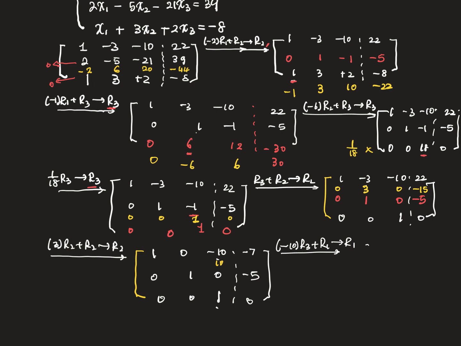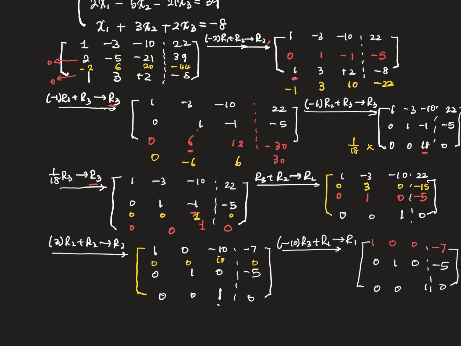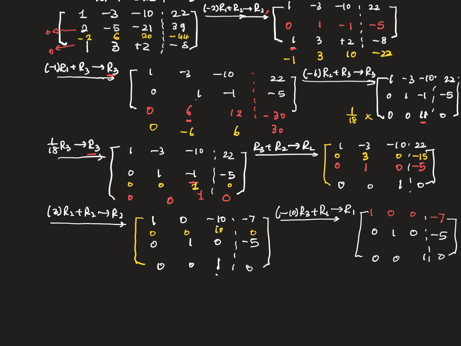Okay, right now we have changed the first row. Here is 0, 0, 0. So you got it. The first row is 1, 0, 0, negative 7. Anything else is the same: 0, 1, 0, negative 5, 0, 0, 1, 0. Okay, so did you find the solution?